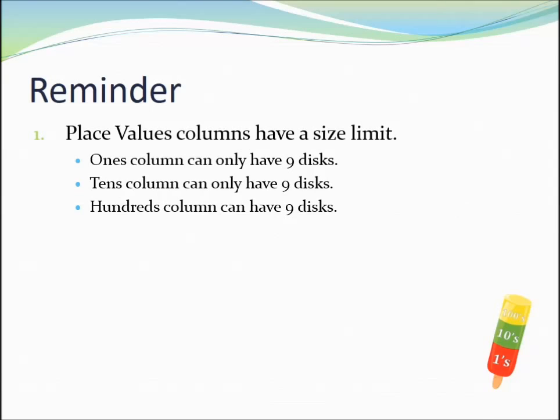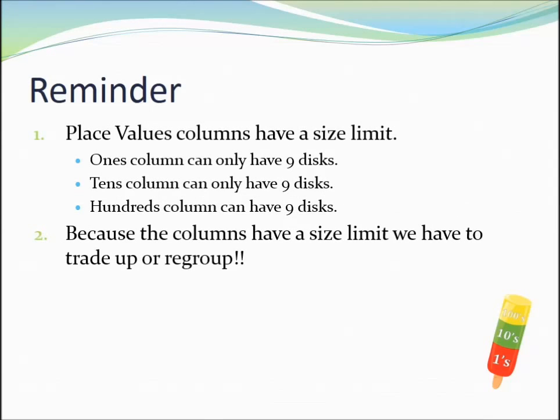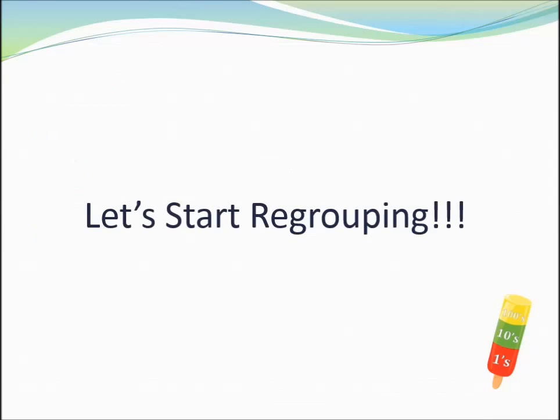If you're going to have to regroup, do you have enough to trade for the next value? So if you're in the ones column, do you have enough to trade for a 10? If you're in the tens column, do you have enough to trade for 100? Because the columns have a size limitation, we have to either trade up or regroup. So let's start regrouping. We're going to start with the ones addition first.